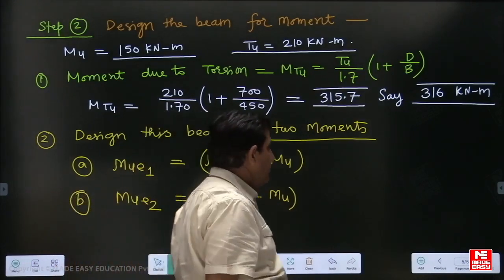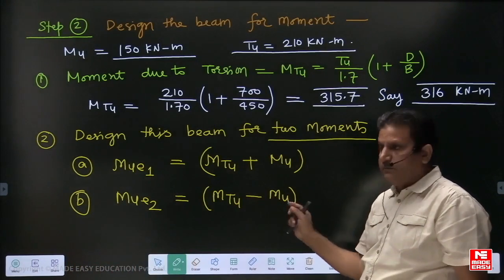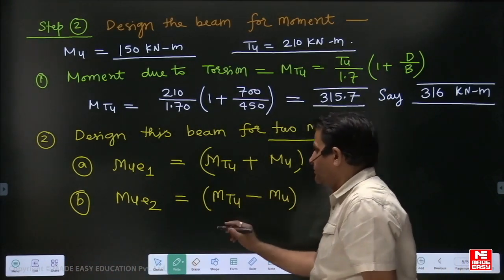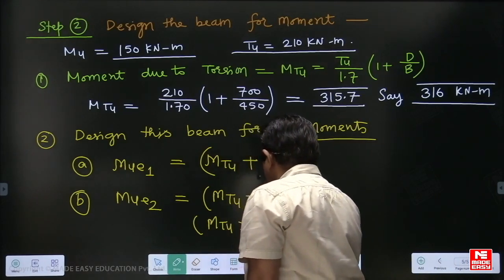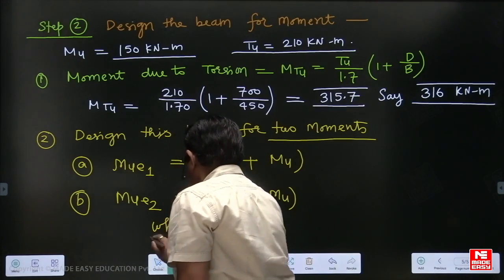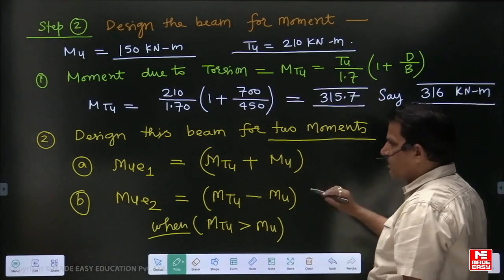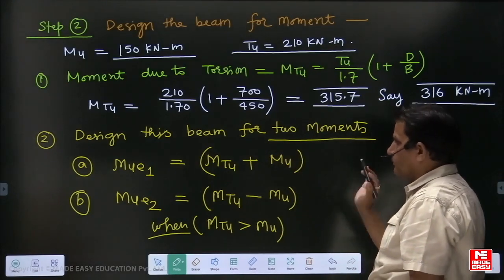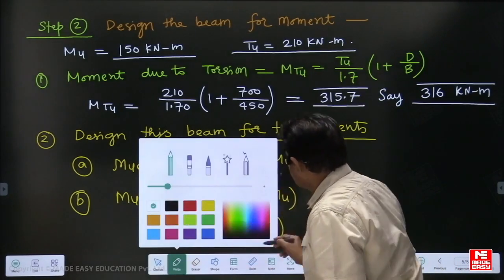For this remaining moment, MTU minus Mu, we calculate this value only when MTU is greater than Mu, and here MTU is greater than Mu, and that's why we are calculating this value. Only when MTU is greater than Mu do you design for Mu equivalent 2 also, otherwise you will design for Mu equivalent 1 only. So let's see what the values of these two moments will be.